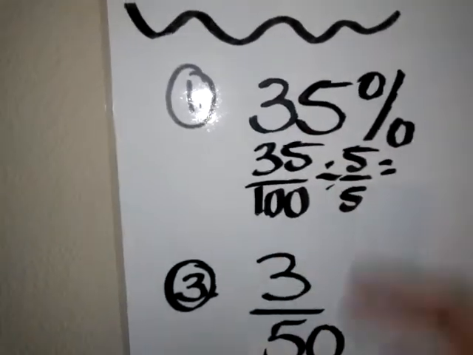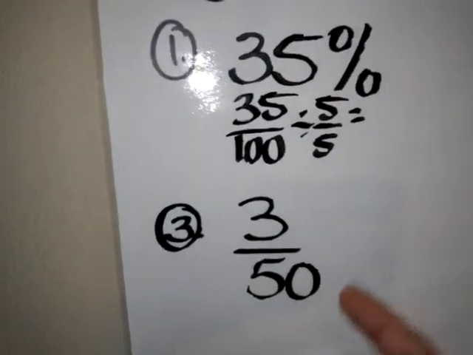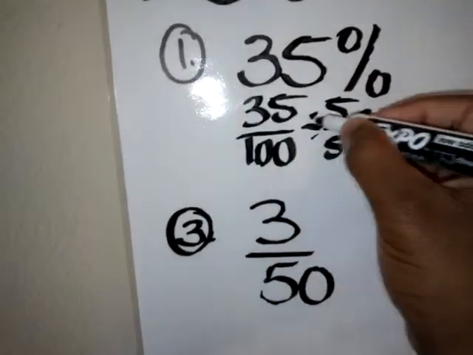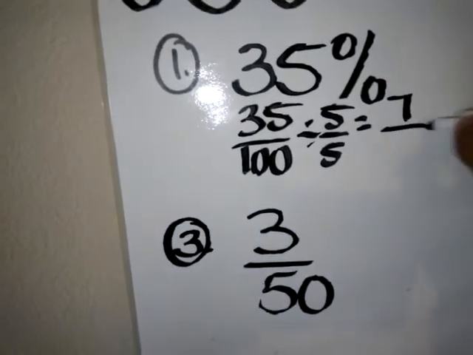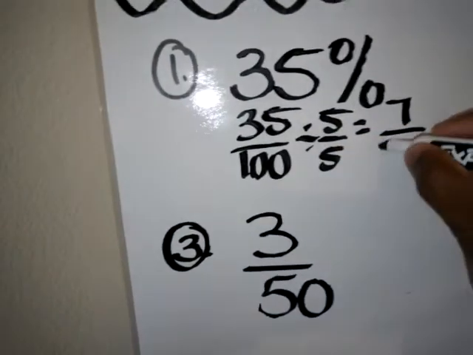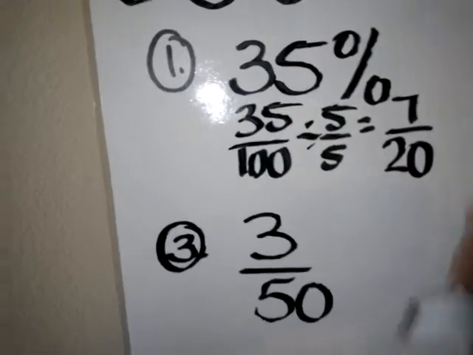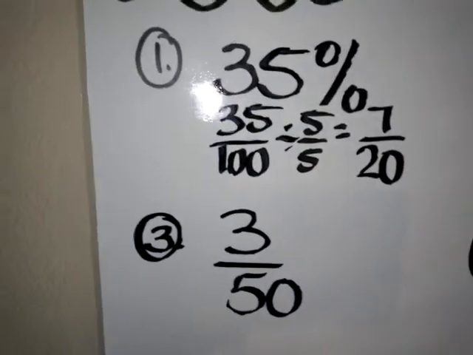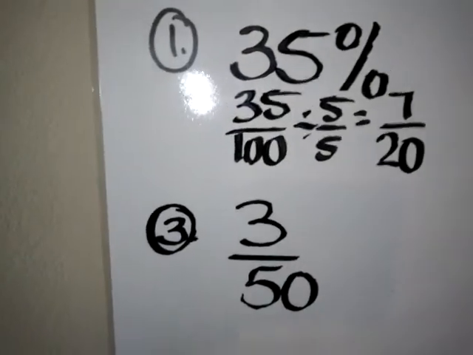And this is still almost forming the ratio table that we continue to do from the last section we completed. So 35 divided by 5 gives us 7. 100 divided by 5 gives us 20. And this is in simplest form. So our fraction for 35% simplifies to 7/20.